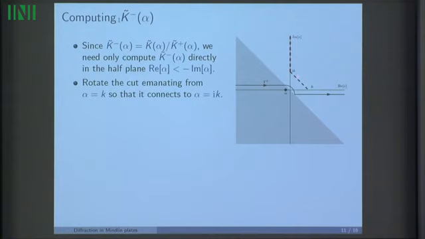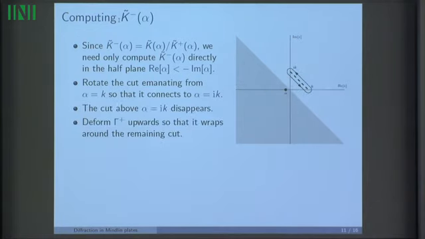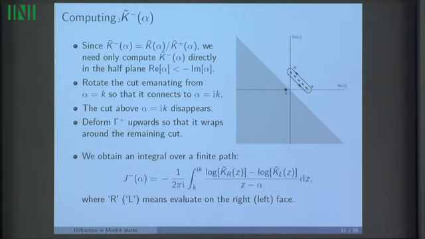We rotate the branch cut so that k is now joined to ik. And what that will do, at least for k tilde, which remember has no branch point at infinity, it cancels the infinite branch cut. It disappears. All I'm left with is that. And then just push the contour upwards and it wraps around the branch cut. And what you're left with is then an integral around a finite cut, which is trivial to do numerically. So the problem of convergence has gone.